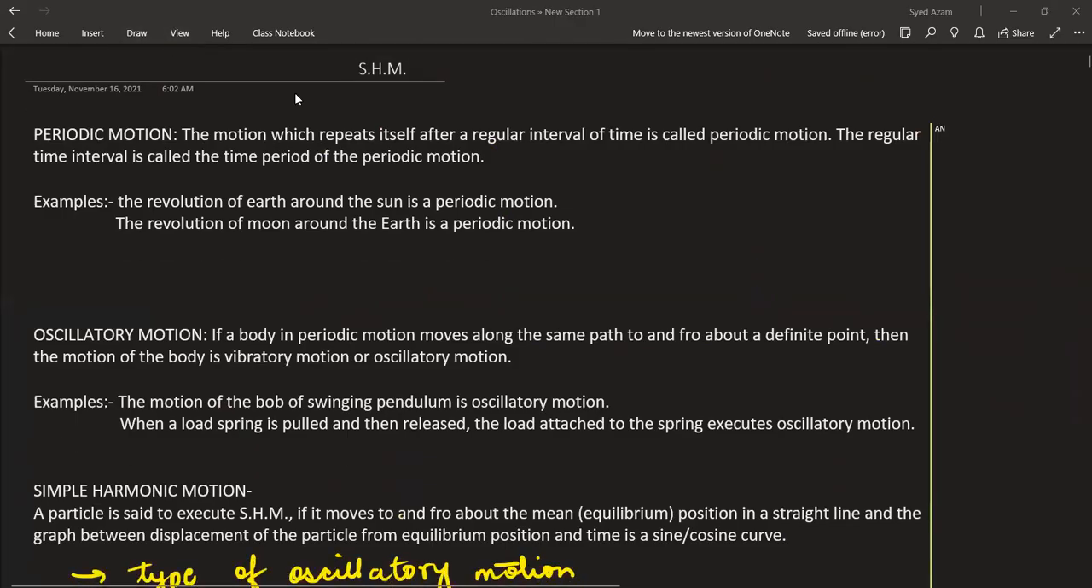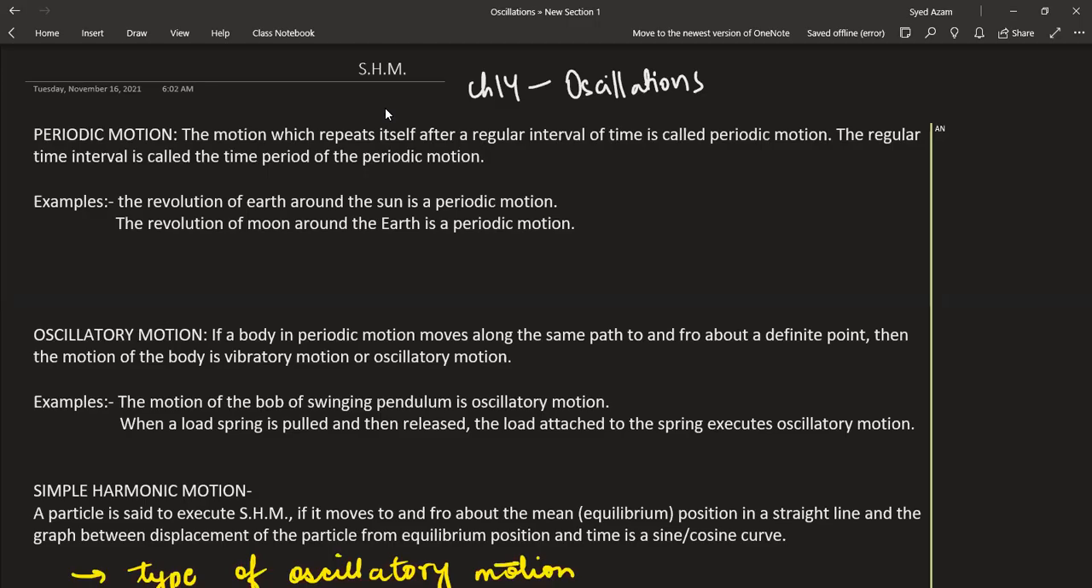Okay, class. Now coming to simple harmonic motion, that is your chapter on oscillations. Chapter 14 is your oscillations. SHM stands for simple harmonic motion. Before that, just understand what is simple harmonic motion, what is an oscillatory motion, what is a periodic motion.